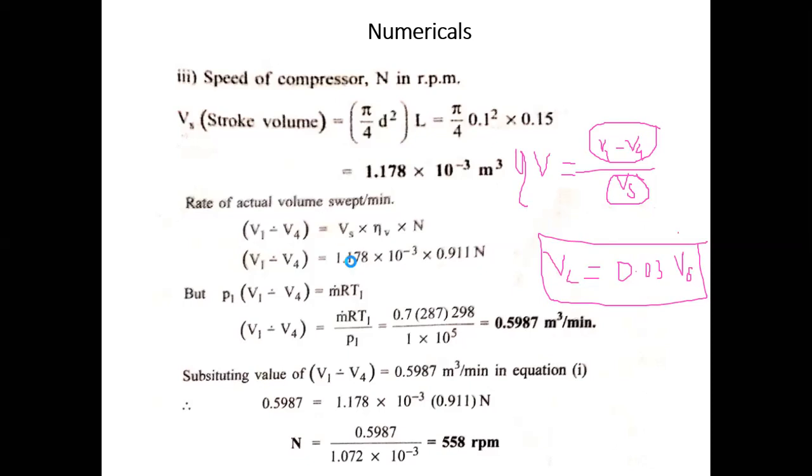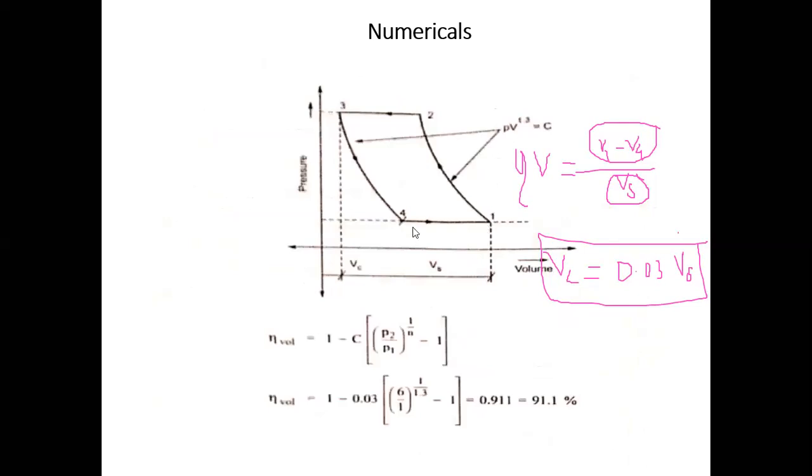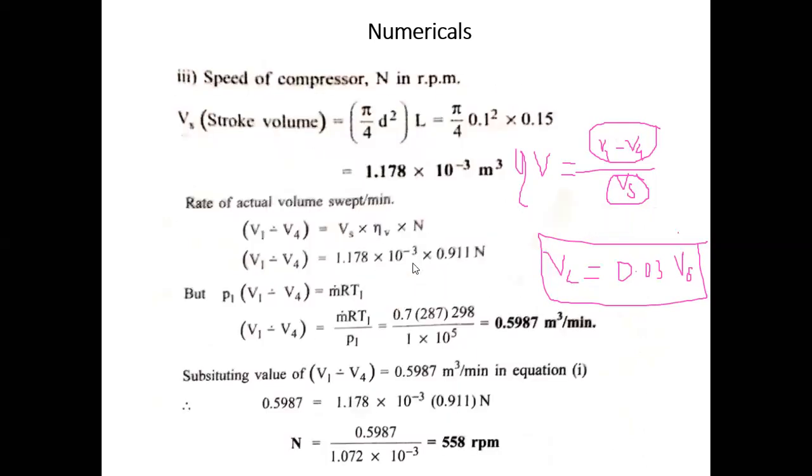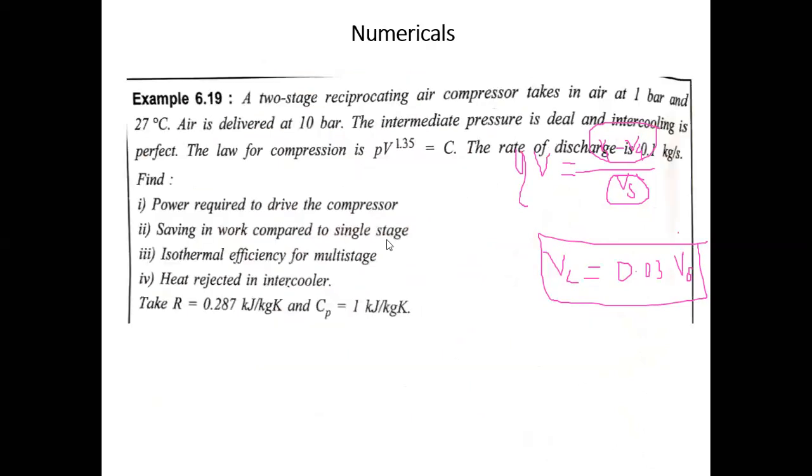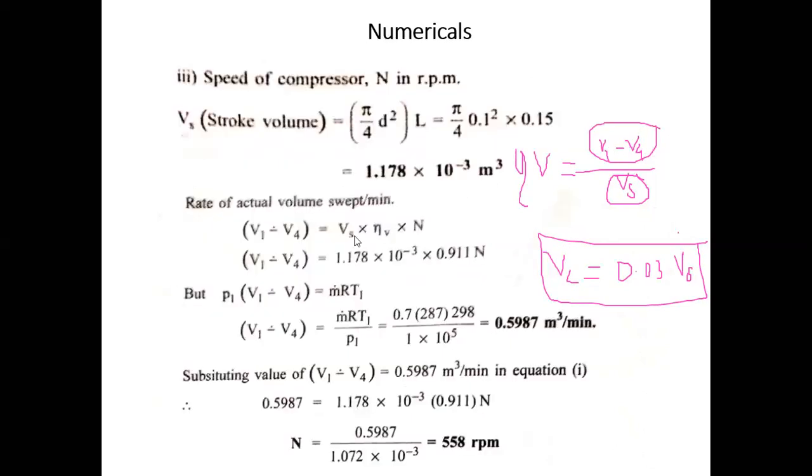Actual volume flow rate from the cylinder is V1 minus V4, and theoretical volume is V1 minus V3, that is swept volume. So actual volume flow rate, that is V1 minus V4, is nothing but stroke volume into volumetric efficiency. As we are calculating the volume flow rate per minute, we need to multiply this with the number of RPM of the reciprocating shaft.